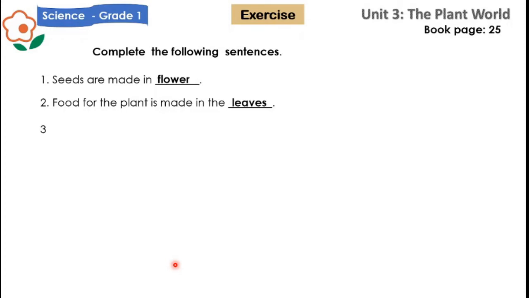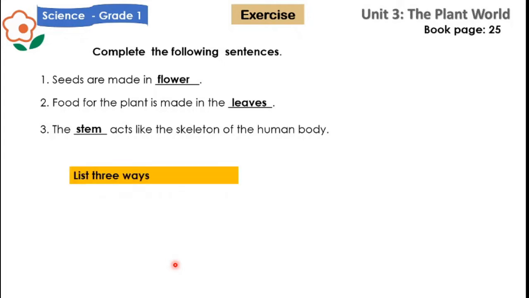Remember it. Number 3 is, the dash acts like the skeleton of the human body. So which will act like a skeleton in plants? It is stem. Stem always gives support to the plant, and it acts like a skeleton in the human body.